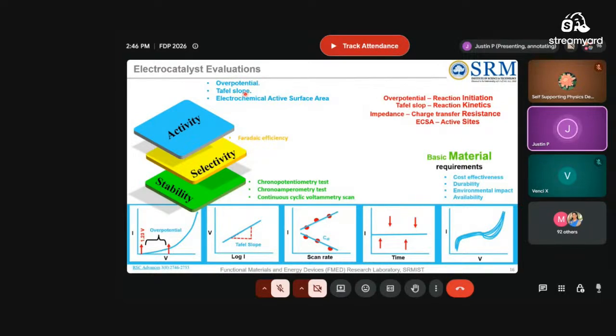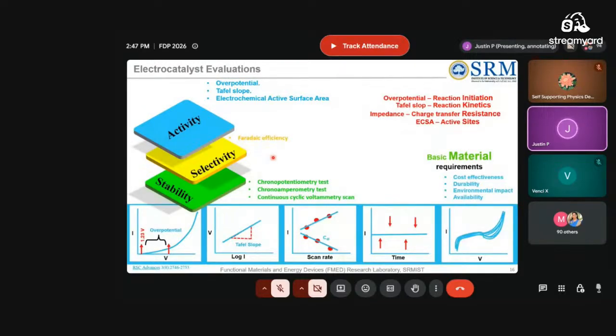The Tafel slope, as I already mentioned, is about the reaction kinetics. From the equation V = a + b log|J|, we can calculate the Tafel slope. The electrochemical active surface area is about how many surface sites on the electrocatalyst are available for interaction, which is very much related to the bonding orbital, anti-bonding orbital, and D band theory we discussed, right? And Faraday efficiency is the direct conversion: how many electrons I supplied in the form of voltage and electricity, and how much gas is evolved. This ratio is what we call Faraday efficiency.